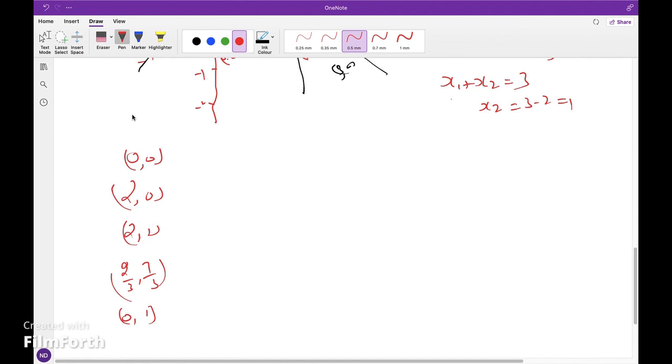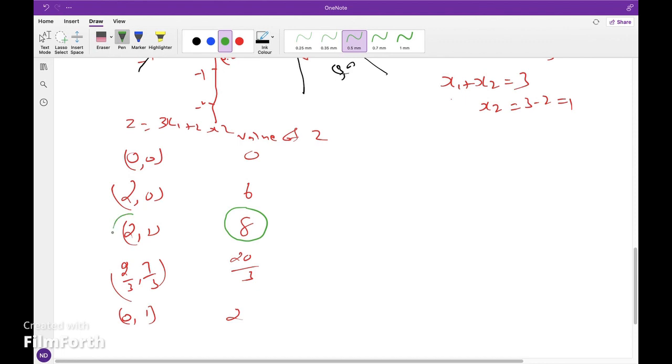Already z is given as z equal to 3x1 plus 2x2. Now the value of z: at x1 equal to 0, x2 equal to 0, the value is 0; at 2, 0 it is 6; at 2, 1 it is 8; at 2 by 3, 7 by 3 it is 20 by 3. So the maximum value is 8. This is the corresponding point. So the maximum is 8 at x1 equal to 2, x2 equal to 1.